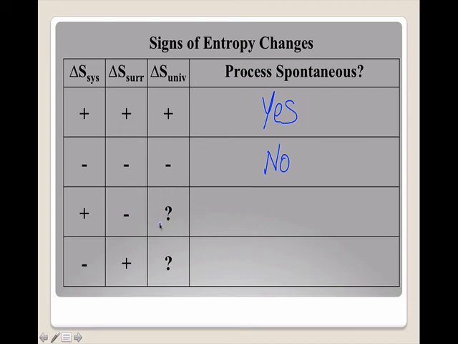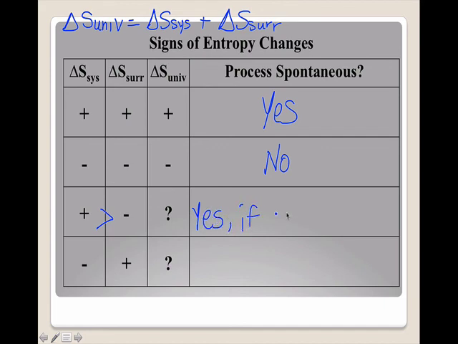And then these get a little trickier. So if we remember that delta S of the universe was equal to delta S of the system plus delta S of the surroundings, if delta S of the system is positive and delta S of the surroundings is negative, the only way that this is going to be positive is if this system part that is positive right here is greater than this negative part. So this is yes if delta S of the system is greater than delta S of the surroundings.